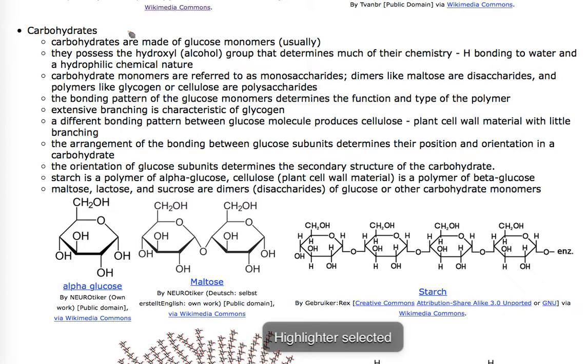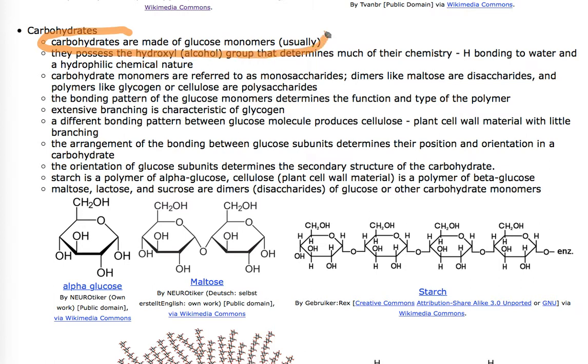So carbohydrates are mostly built on glucose, fructose, or galactose, and the most common monomer on Earth is glucose. Glucose is full of hydroxyl groups. Those five hydroxyl groups make it extremely soluble in water, and even polymers of glucose are extremely soluble in water. The hydroxyl determines most of the chemistry by hydrogen bonding.